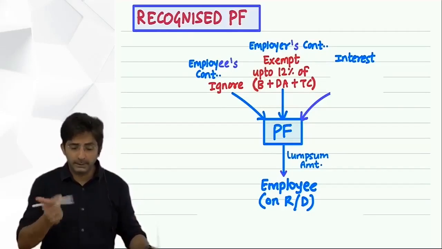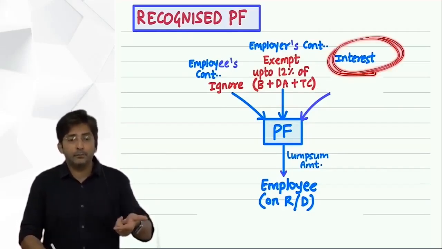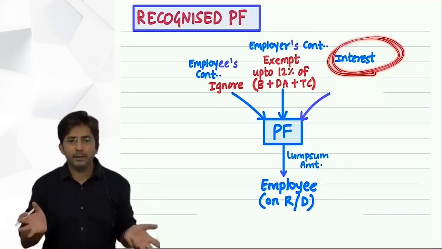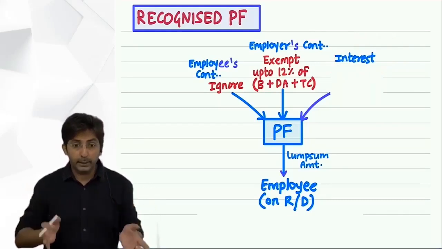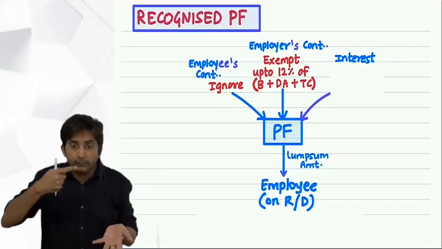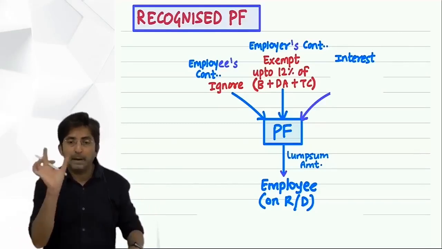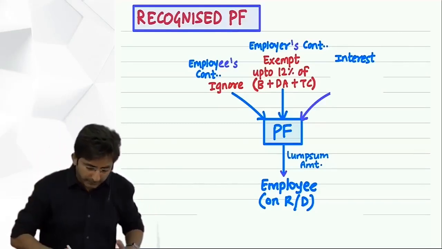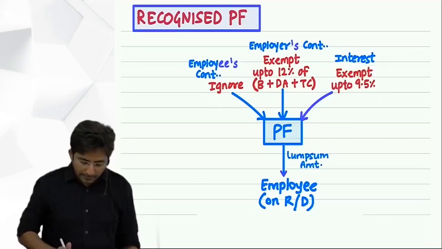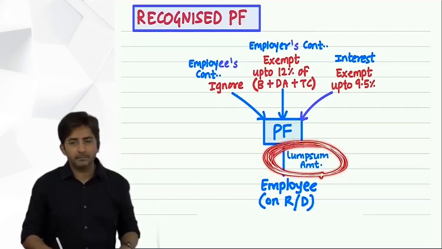It means what the law says: if in your provident fund you are getting interest at the rate of 9.5%, we will exempt it, as it is a reasonable rate of interest. But if you are getting interest of 12%, 15% in your provident fund, this rate of interest will be taxable. Not fully, partly. Okay. So here it is exempt up to 9.5%. After this, at the end, when you get the lump sum amount, it will be fully exempt.